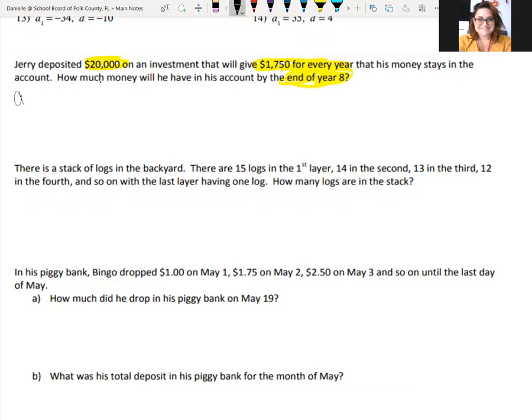So we know a sub 1. Actually, well, we'll call this a sub 0 because this is before year 1. A sub 0 gives me 20,000. My difference is going to be 1,750. And we need to figure out year 8. How much am I going to have at year 1? Year 1, I'm just going to go 1,750 and add it. So this is how much I have for year 1. And we want year 8.